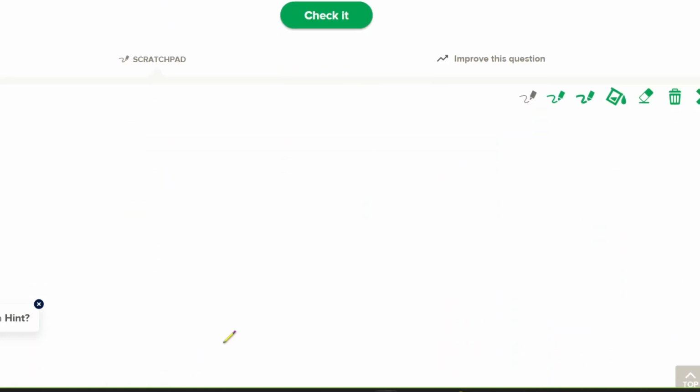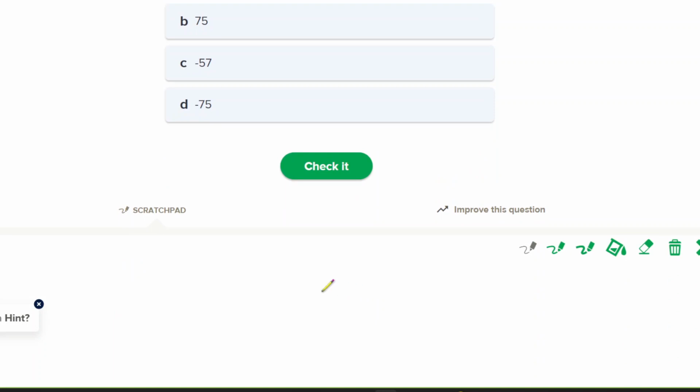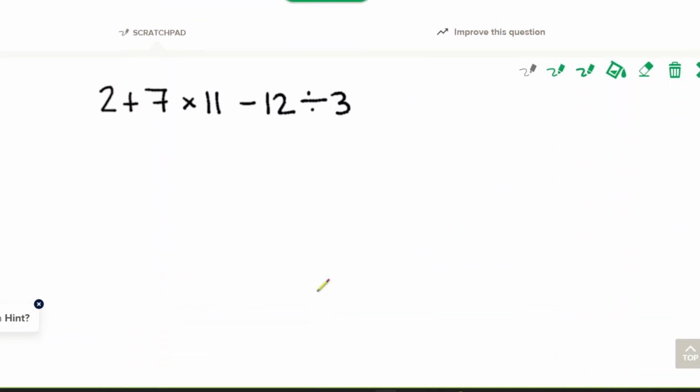So I'll bring up the scratch pad here, or write this expression out. All right, so the expression was 2 plus 7 times 11 minus 12 divided by 3. I'm pretty sure. Let me just double check. Yes, that is correct. All right. So what is the order of operations when it comes to simplifying expressions? So the order of operations.